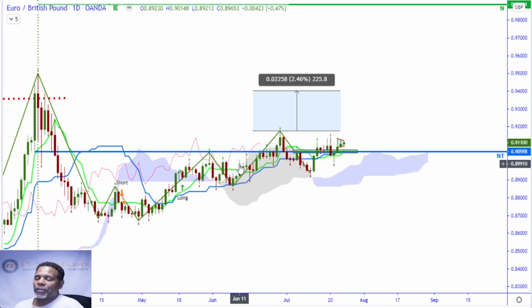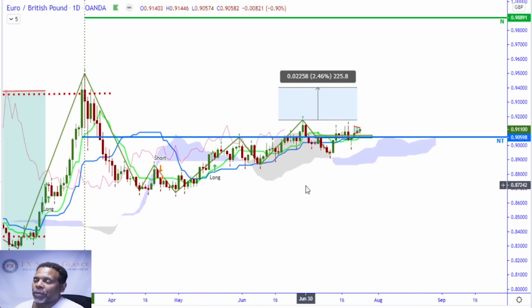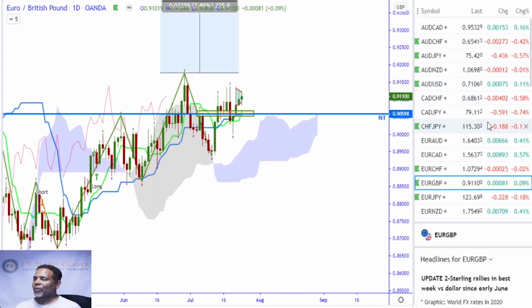You don't have to trade more swing style. You can trade smaller style. Even on the lower time frames, if you use an hourly or whatever, you could do the same thing that I'm showing you here. All right. So that's what we're looking at on the euro pound.